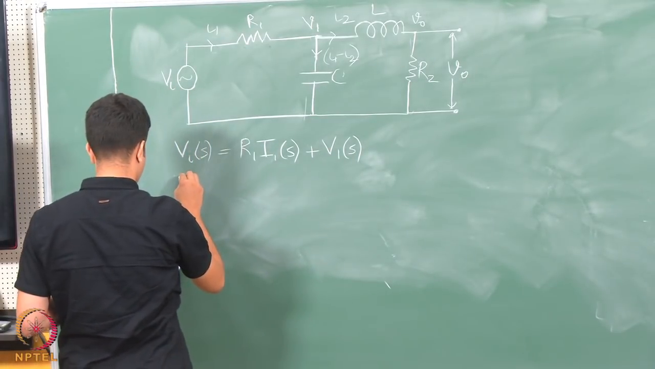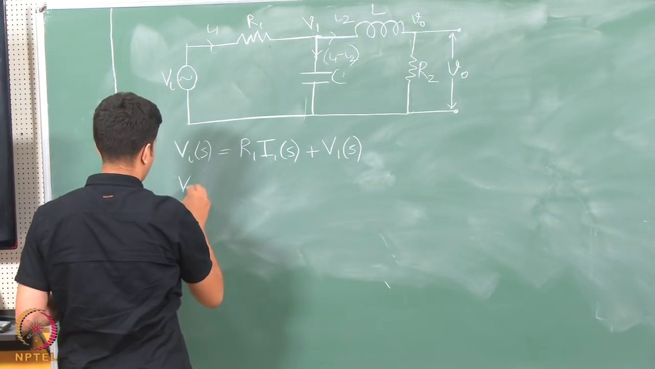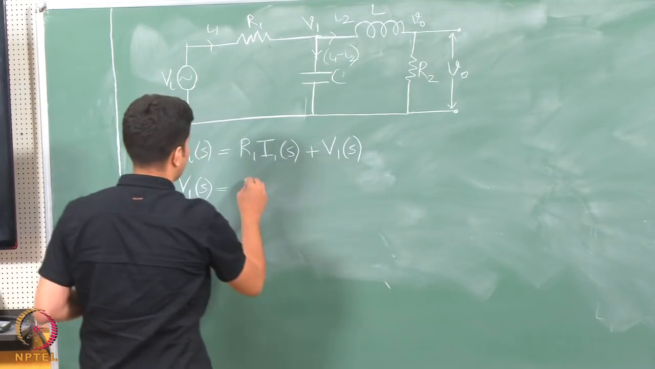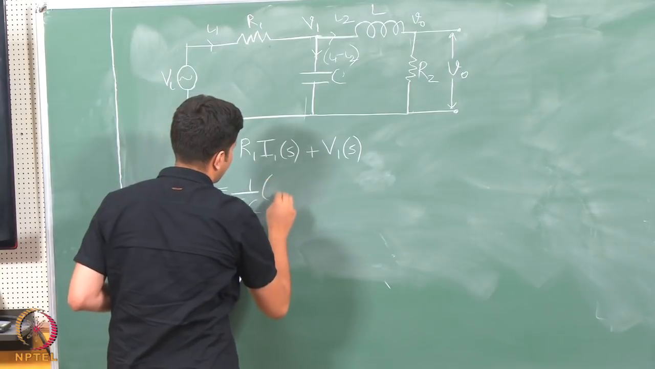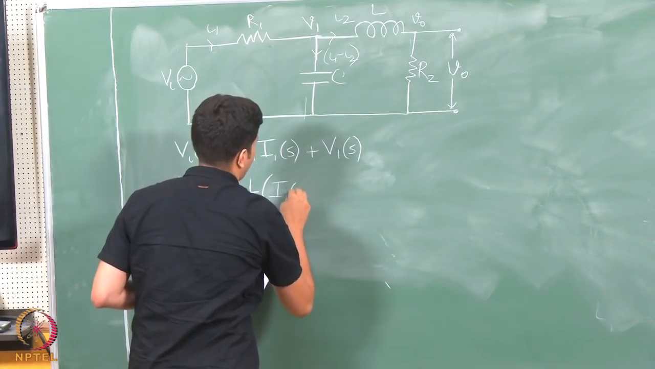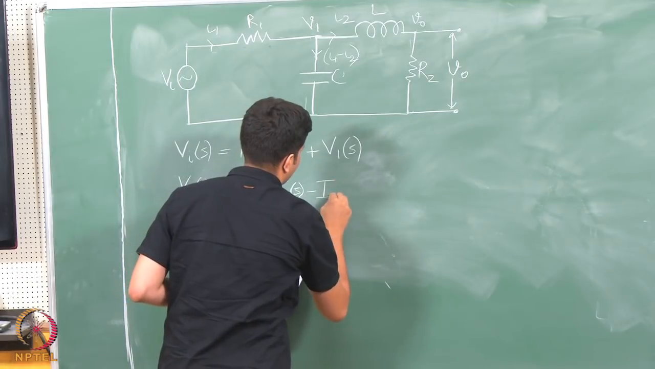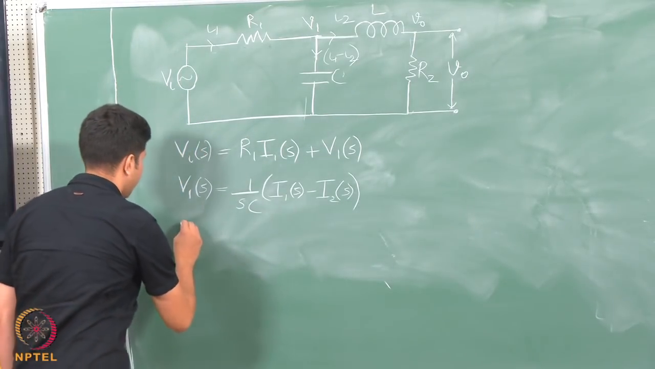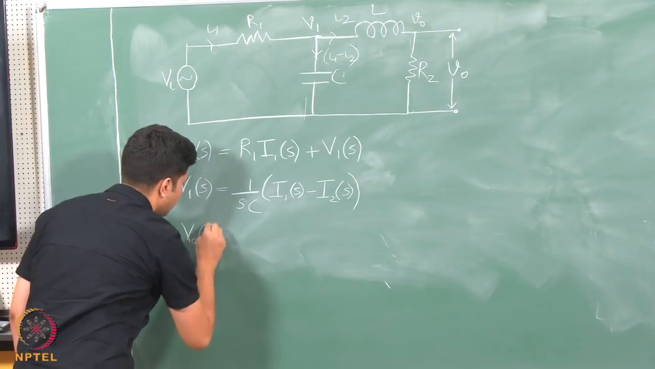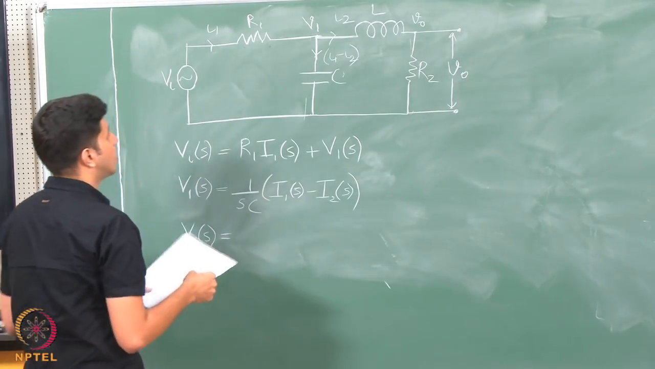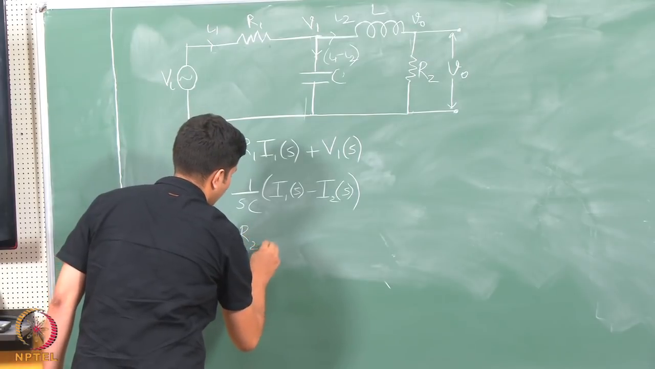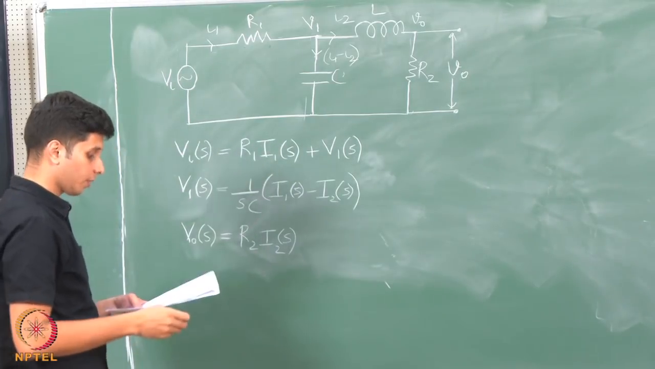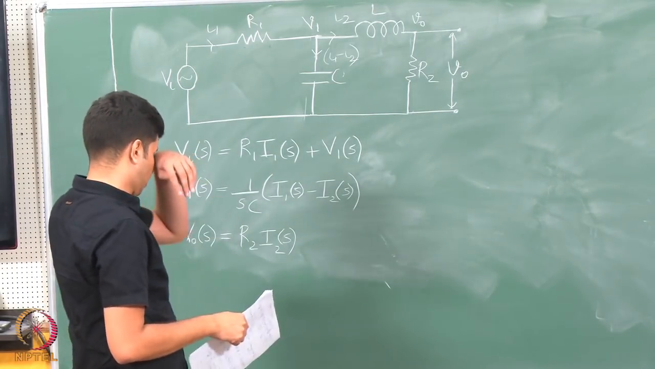And my V1 of s, I can write as 1 by sC times I1 of s minus I2 of s. And V0 of s can be written as R2 times I2 of s. So we have these three equations.